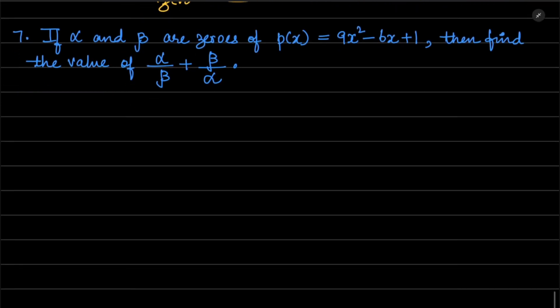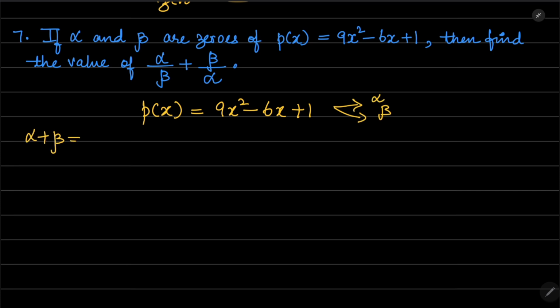The last question for the day. If alpha and beta are the zeros of, so the minute you get such a sentence, what should you do? First thing, write the polynomial: 9x square minus 6x plus 1. And since it is given that alpha and beta are the zeros, immediately calculate alpha plus beta. Formula minus b by a. So minus of minus 6 by 9, which is nothing but 6 by 9. 3 twos are 6, 3 threes are 9. So it's nothing but 2 by 3.